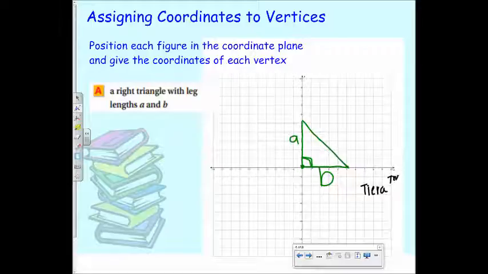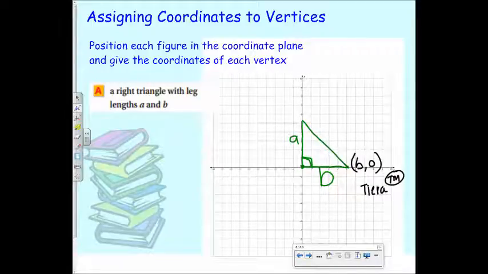So if the length of this is B, then what would this coordinate be? Technically 0, 5, because that's how long Tiara chose to make it. But all you know is that this is B. So pretend those numbers aren't there. You don't know anything about the 5. All you know is that the length of this is B. So what would the coordinate be? B, 0. This would be B, 0 because you went over B and up 0.